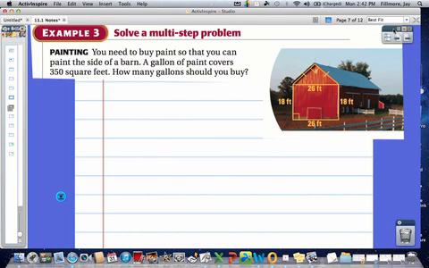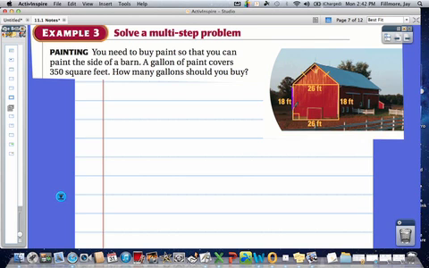This problem states you need to buy paint so you can paint the side of a barn. You may never own a barn, but you will maybe own a house, so it can still apply. A gallon of paint covers 350 square feet. How many gallons should you buy? We have to find out how many square feet to know how many gallons. And if we're finding square feet, that means we're finding area. So let's find the area of this side of the barn.